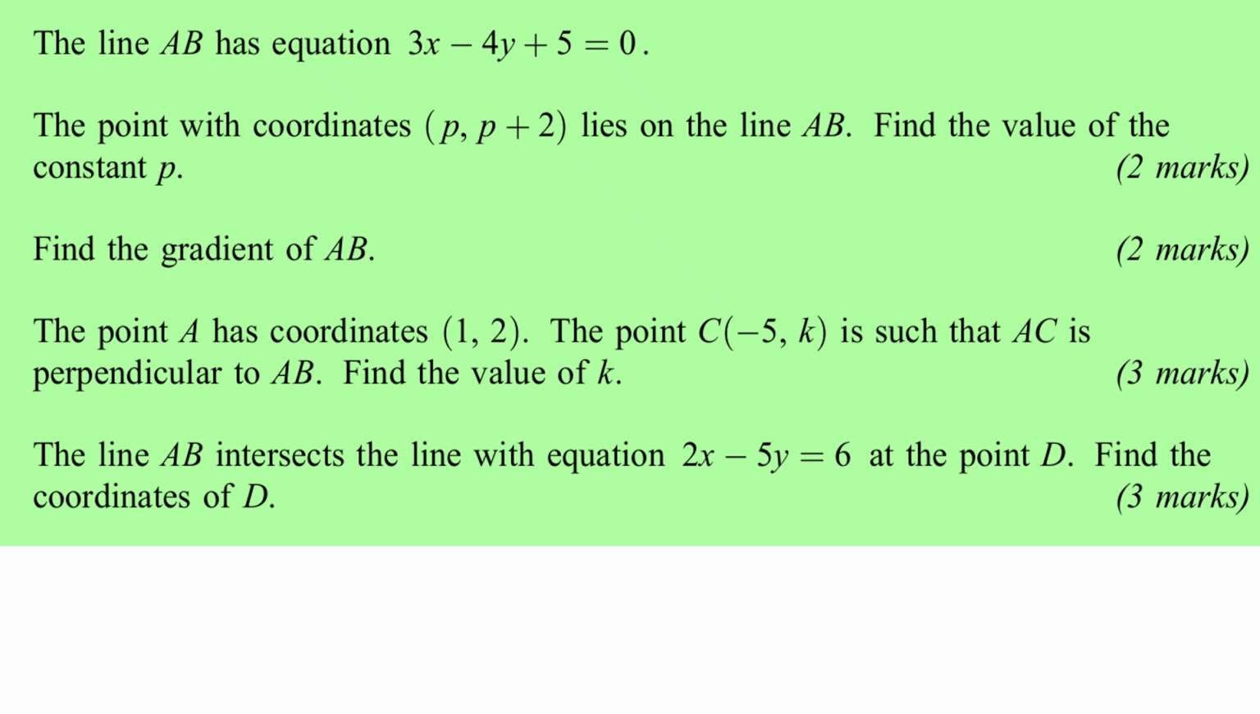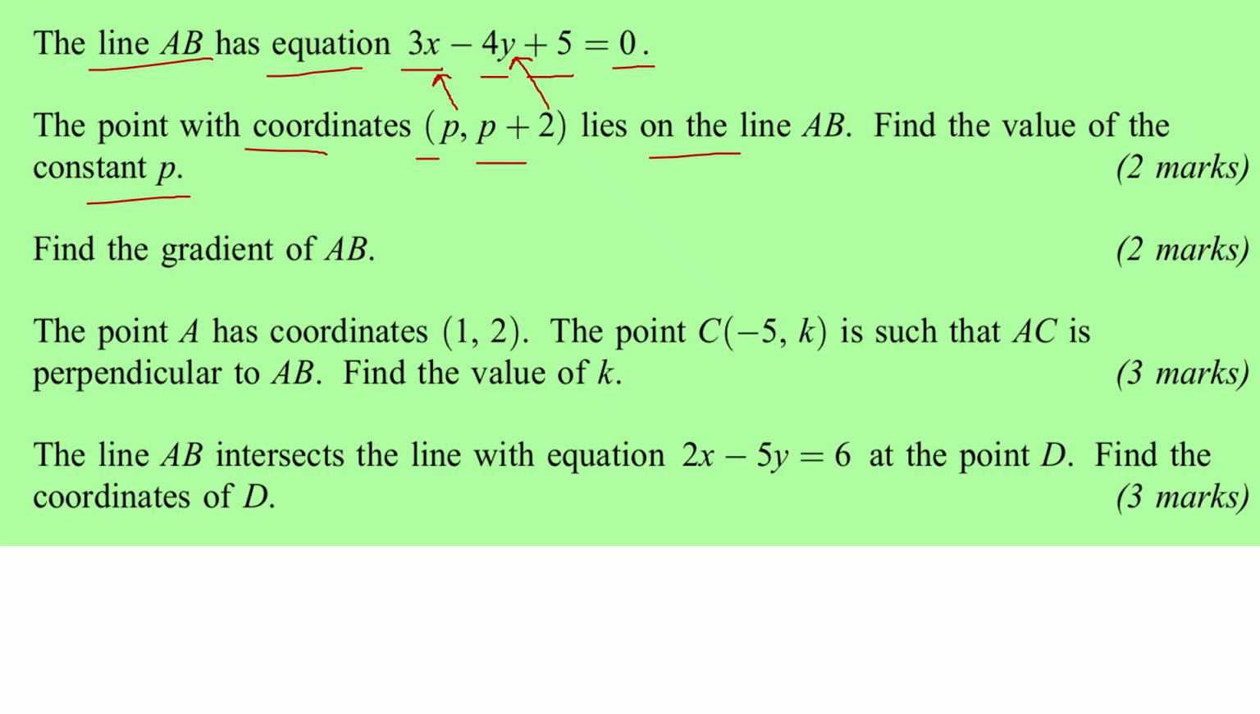In this question, we are given that the line AB has equation 3x minus 4y plus 5 is equal to 0. The point with coordinates P and P plus 2 lies on the line AB. Find the value of the constant P. So if it lies on it, I can sub in the x value of P and the y value of P plus 2 into here, and form an equation in terms of P and then solve it.